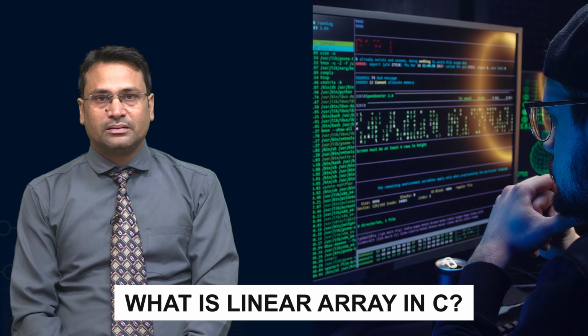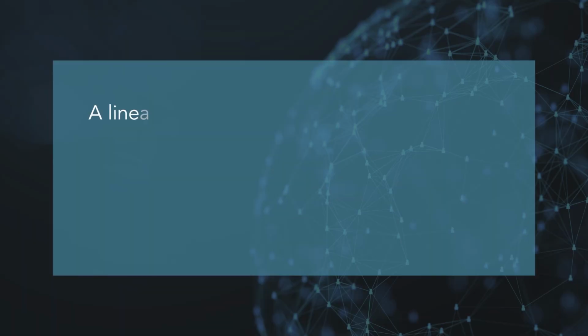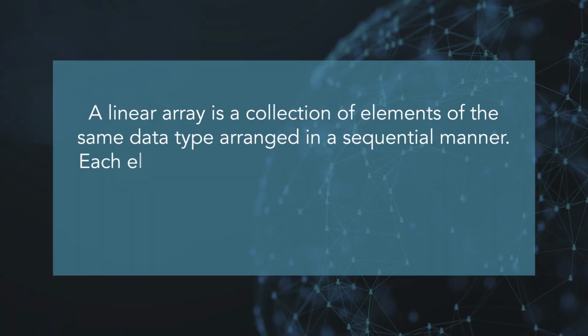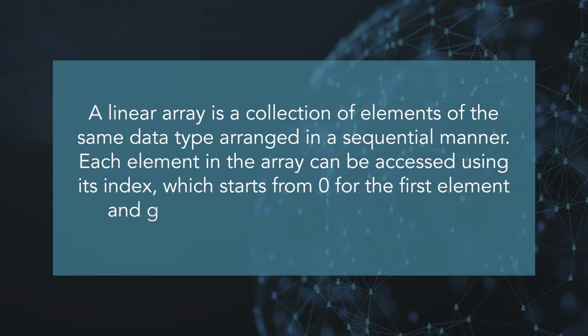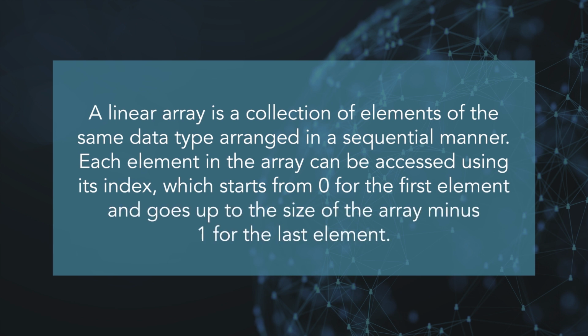What is a linear array in C? First of all, we should know the definition of a linear array. A linear array is a collection of elements of the same data type arranged in a sequential manner. Each element in the array can be accessed using its index, which starts from 0 for the first element and goes up to the size of the array minus 1 for the last element. So, an array always starts from 0.